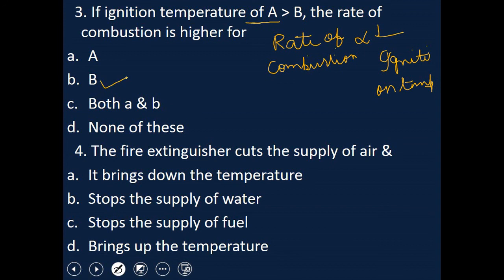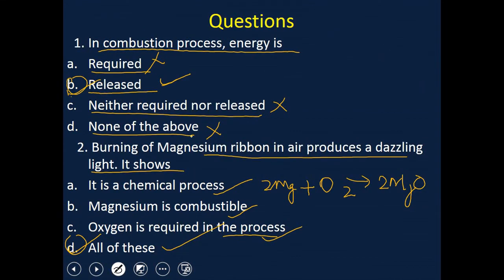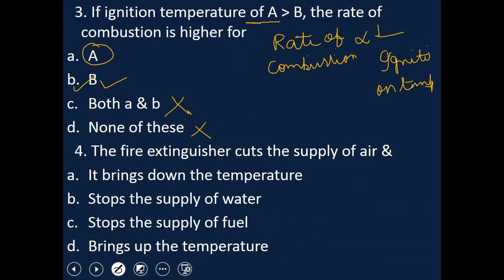Children, did you understand? I just want to explain it again. Since the ignition temperature of A is higher, A will take more time for combustion. So B will take less time for combustion. So rate of combustion is higher for B. Then third point is both A and B. This is the wrong answer. None of these. This is also a wrong answer. So the correct option is option B, children.